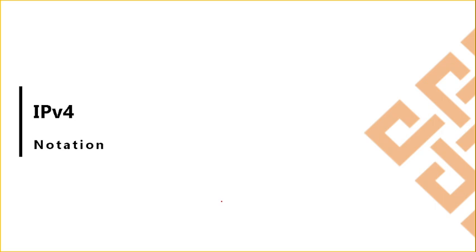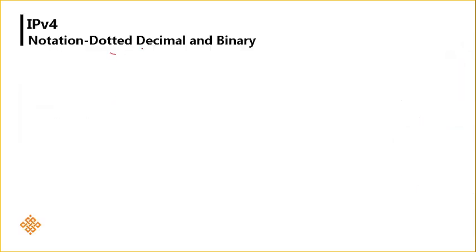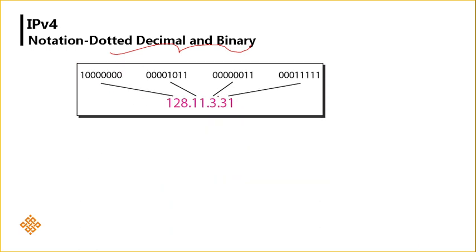Okay. Next, we will see the notations of IPv4. So IPv4 can be represented in two notations, either in binary form or in dotted decimal notation. But keep in mind the size of an IPv4 is 32 bits. Okay. Now let us see the binary and dotted decimal notation.